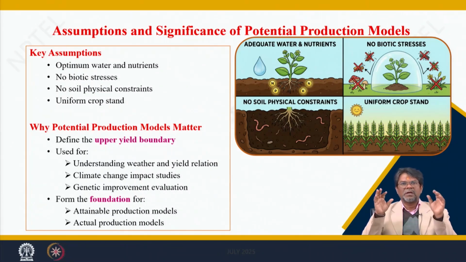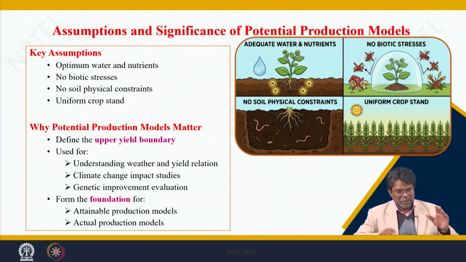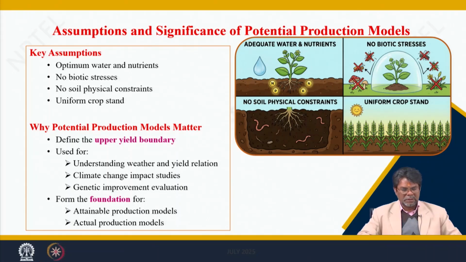We can do that with the models available for attainable and actual production, but this gives a better understanding, because in this case the crop is well protected from pests and diseases, and there is no other stress like water and nutrients.